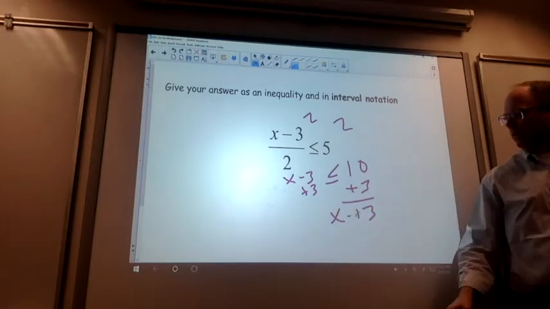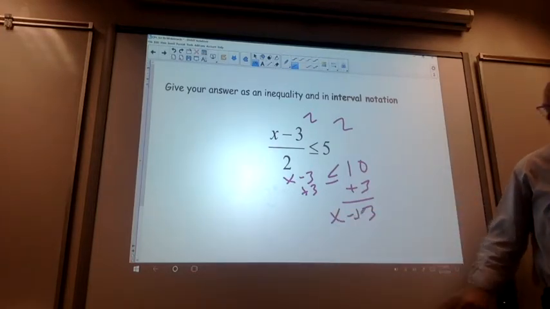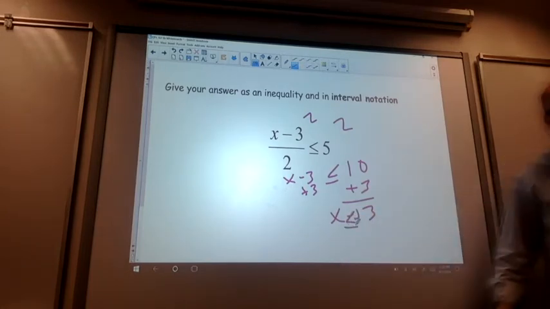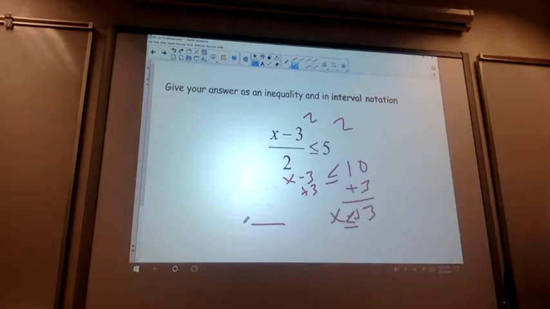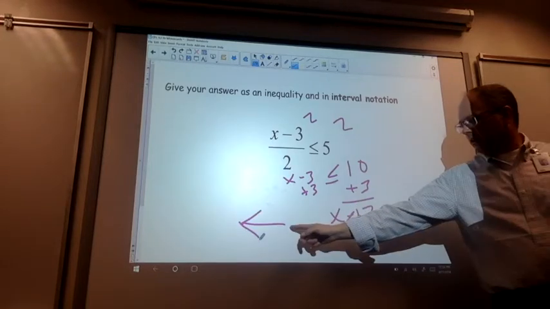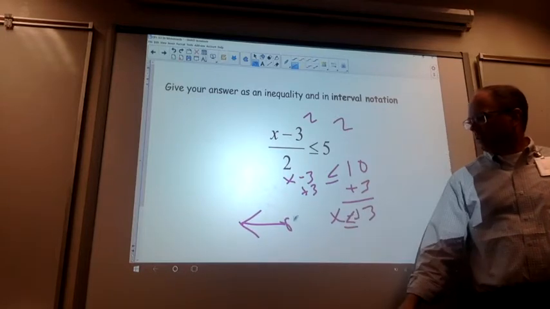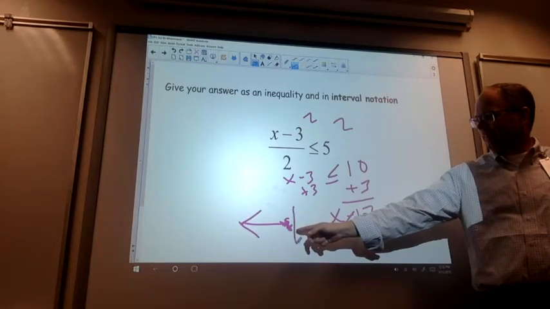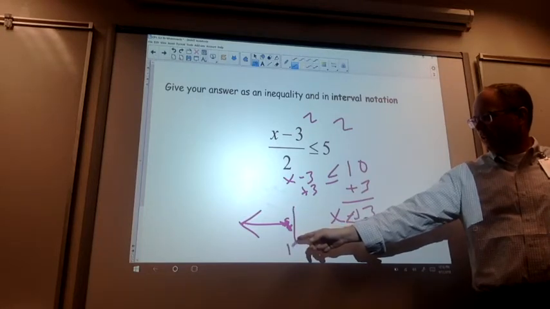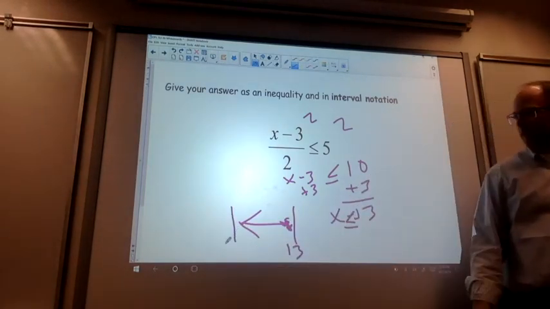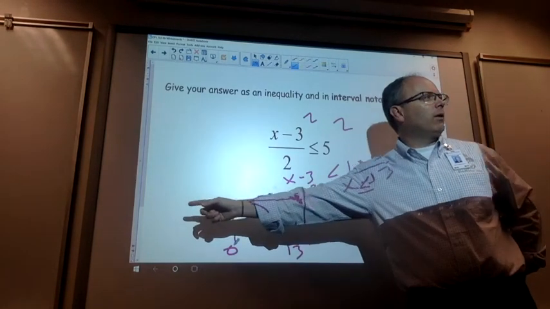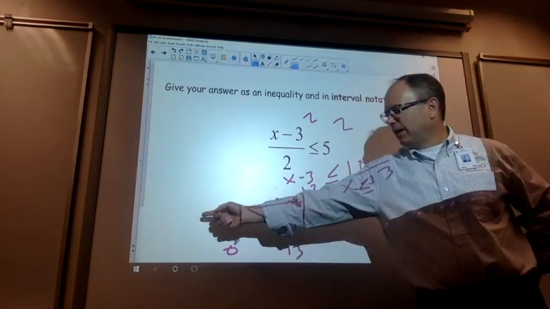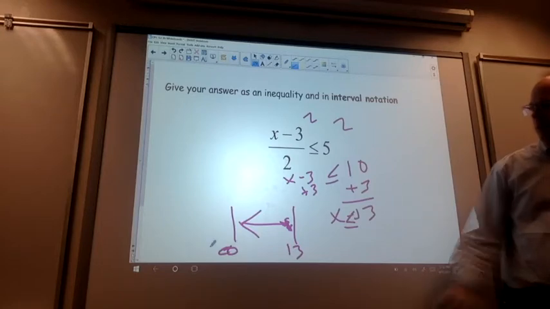Cool. What do you have over there? 13. There you go. So where's that pointing to? This way. So what are you going to have right here? Is that a solid dot or a closed dot? Solid, because you have an equal sign. What's right there? That would be 13. What's that going to? A really small number, negative infinity. So that's going to negative infinity. Put a negative in front.